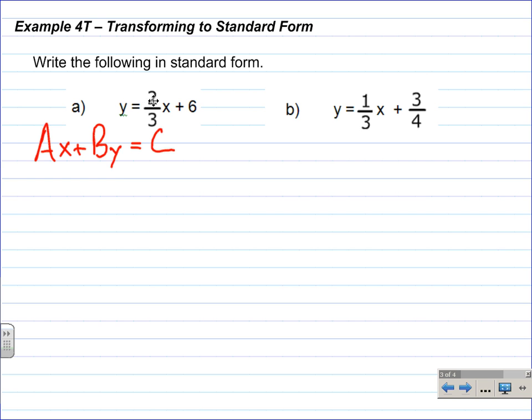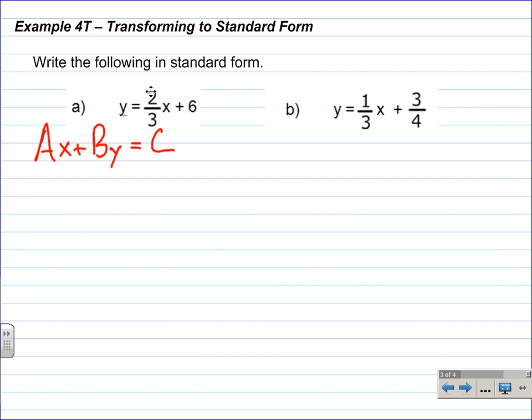And let's see what's going on here. The x term in the given equation is on the right. The x term in standard form is on the left. The y term in the given equation is on the left, and in standard form it's also on the left. C in standard form is a constant number, and that constant number is on the right in the given equation, and the constant number in the standard form is also on the right.